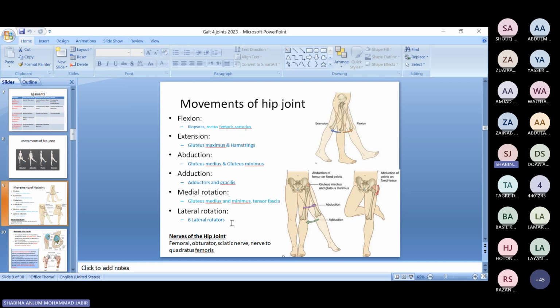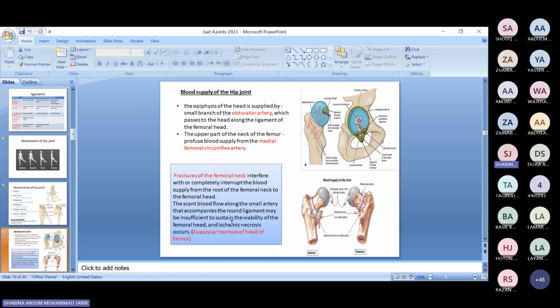Can you tell me the names of the lateral rotators? Any one or two? Quadratus femoris, gemellus, piriformis muscle, yes, very good. Gemellus muscles, superior and inferior, obturator internus. Yeah, very good. Okay.